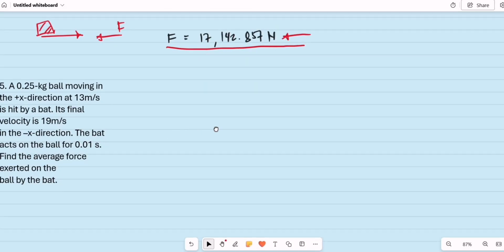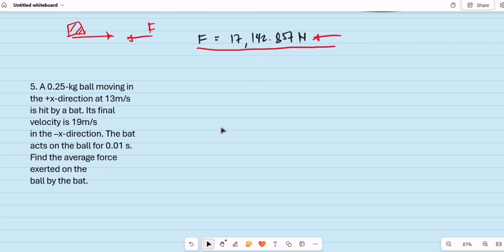Okay, for our next example, a 0.25 kilogram ball moving in the positive x direction at 13 meters per second is hit by a bat. So let's say that is our initial velocity. We have 13 meters per second. As you can see, it is in the positive x direction, which means moving to the right. So we should assume this one as positive.